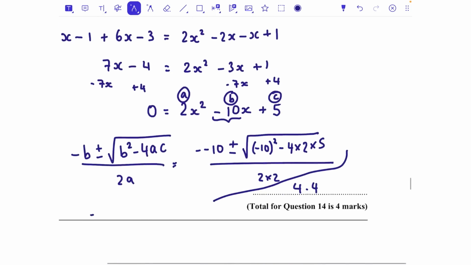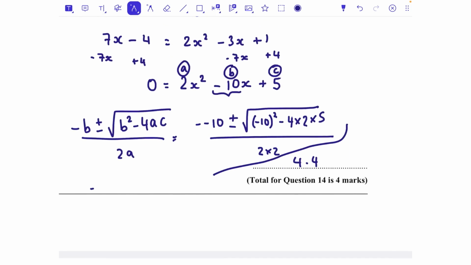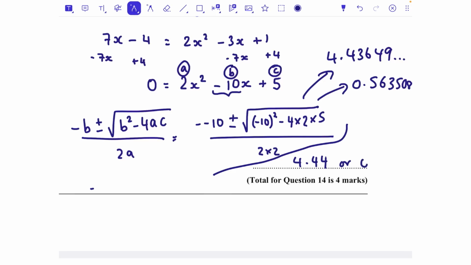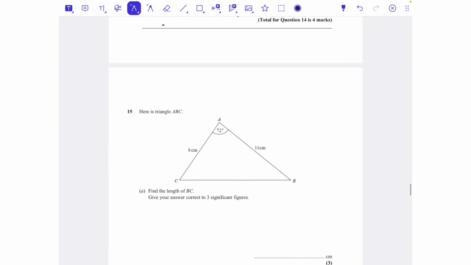4.436. What are we rounding to? 3 significant figures. So 4.44. 4.43649. And then going back and using the minus, that's going to be 0.563508. So to 3 significant figures, 0.564. There we go.